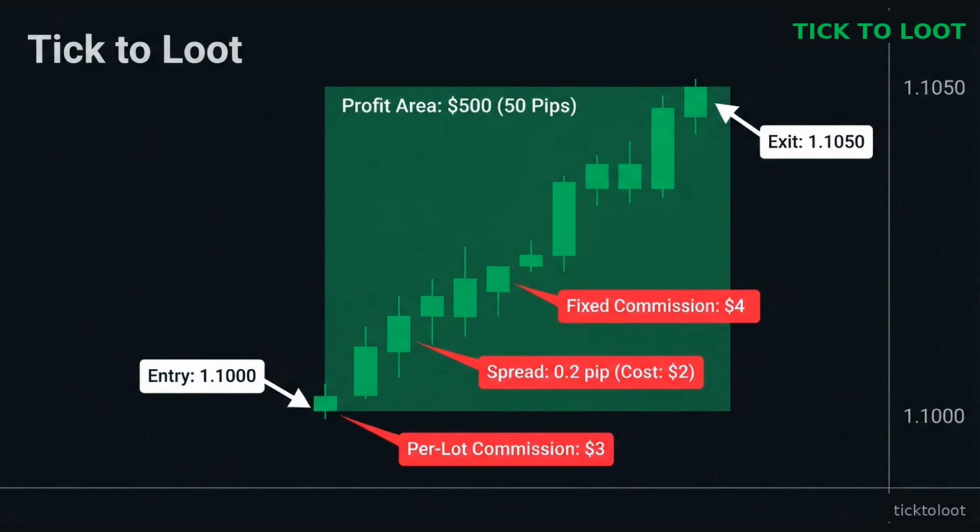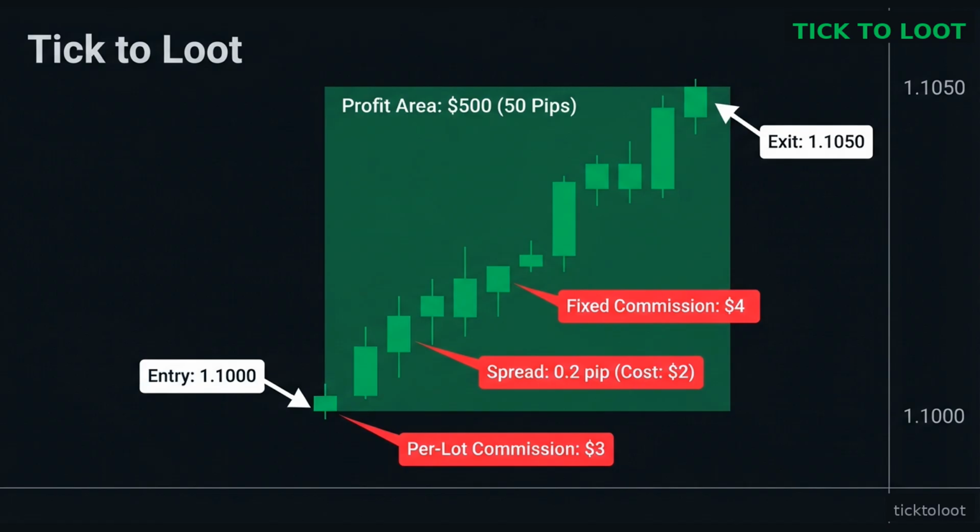Next, we apply the broker's commission schedule. Our broker charges a fixed commission of $4 for every trade, regardless of size. Then there's a spread commission of 0.2 pip. Since each pip is $10, 0.2 pip costs $2. Finally, there's a per lot commission of $3 for each lot traded. Adding those up, $4 fixed plus $2 spread plus $3 per lot equals $9 total commission. Subtract the $9 from the $50 gross profit, and you end up with a net profit of $41.